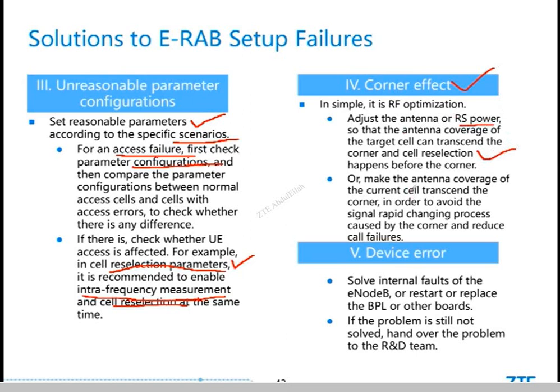Or you can make the antenna of the current cell transmit further in order to avoid the signaling cell change process caused by the coverage effect or reduce the core features. So just to avoid the cell reselection in the coverage effect, so that you can reduce your ERAB setup failures.